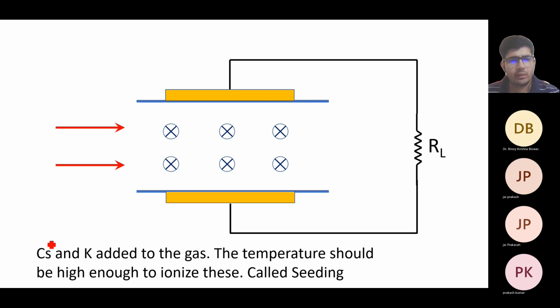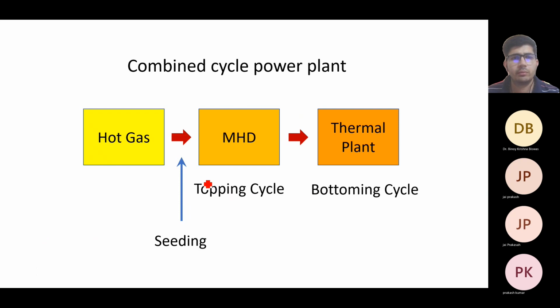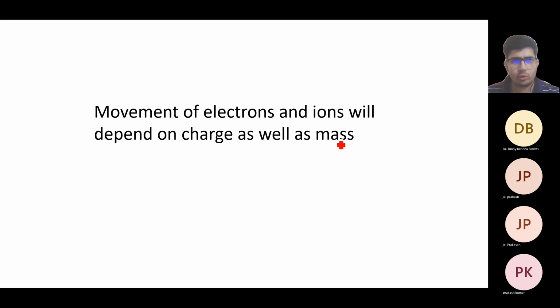So you can see here, cesium and potassium are added to the gas. The temperature should be high enough to ionize these gases, and it is called seeding. And the electrodes are connected with the load. We are having hot gases, we are doing the seeding, adding of cesium and potassium for ionization, and we are having an MHD topping cycle and thermoplasma is a bottoming cycle. So movement of the electrons and ions will depend on the charge as well as mass.